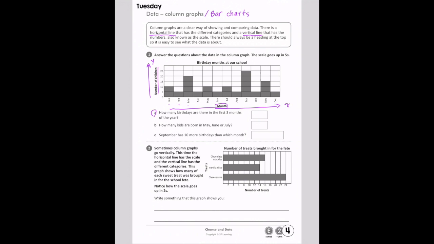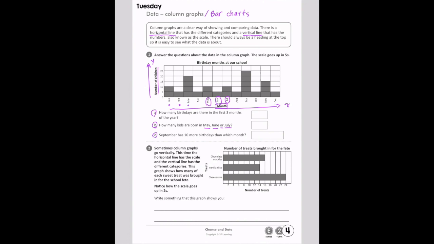So A, how many birthdays are there in the first 3 months of the year? We're looking at January, February, and March. In B, how many kids were born in May, June, or July? So we're looking at May, June, and July. It asks us in May, June, or July, which means we want the total amount of kids that were born in May, June, and July.